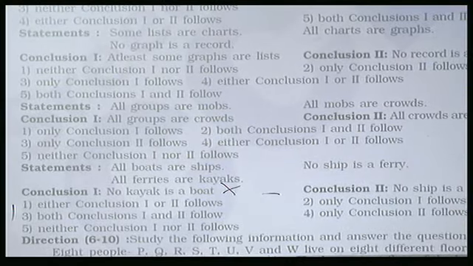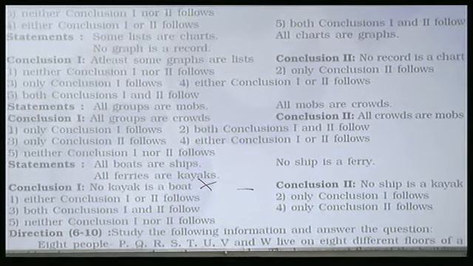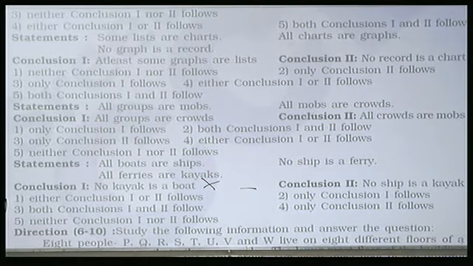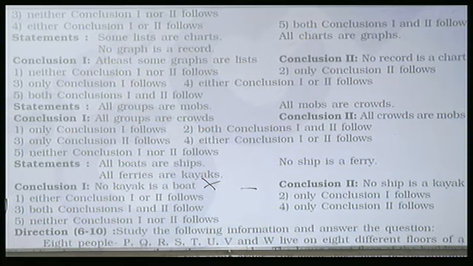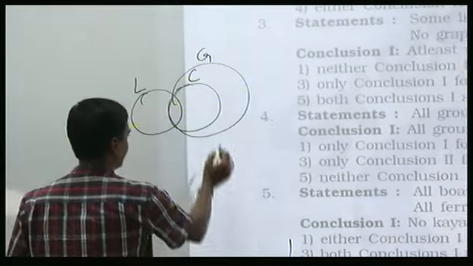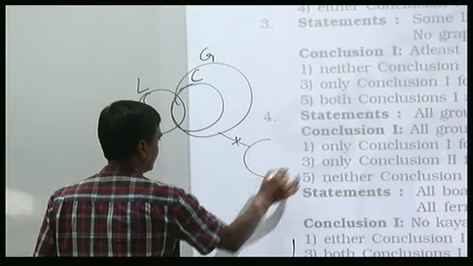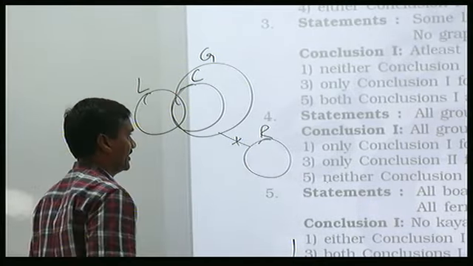Some lists are short. Some of the lists are short. These are the lists which are short. And the next one, some lists are short and all shorts are graphs. All these shorts are what? All shorts are graphs. And the next one, no graph is a record. No graph is record means no intersection between record and graph.